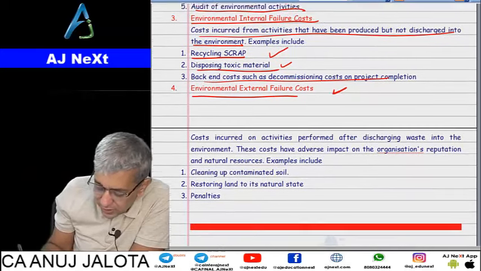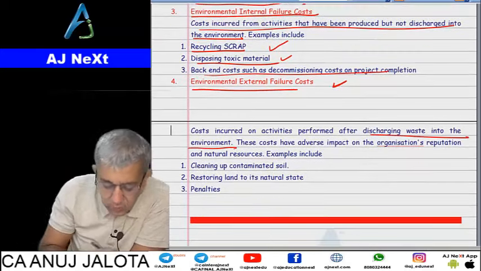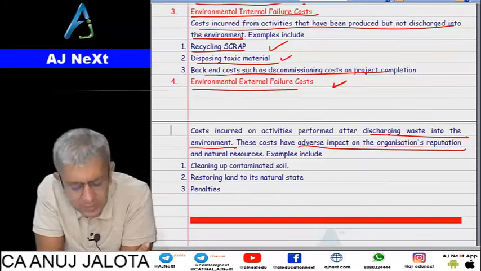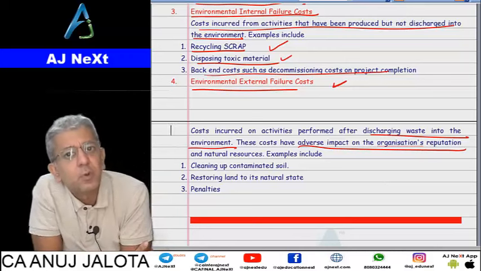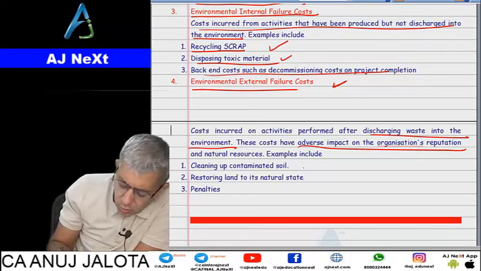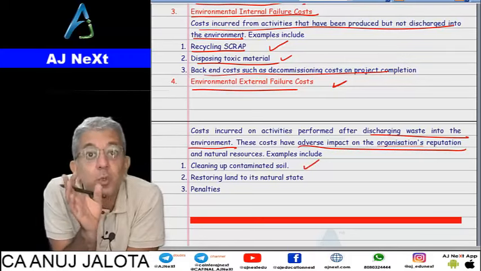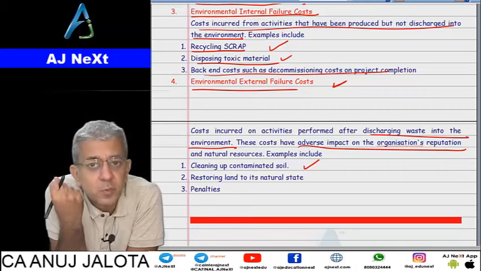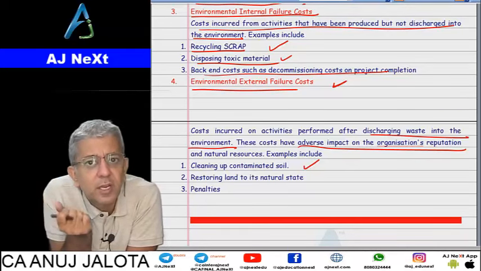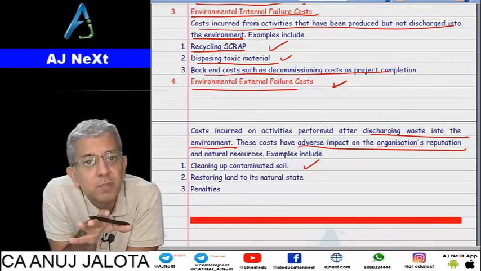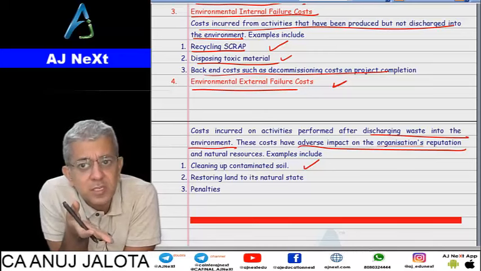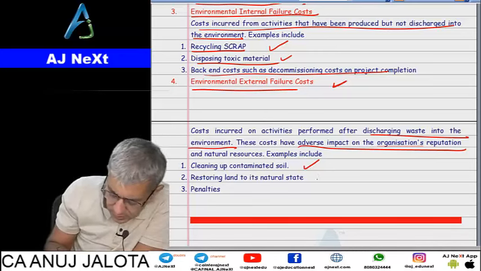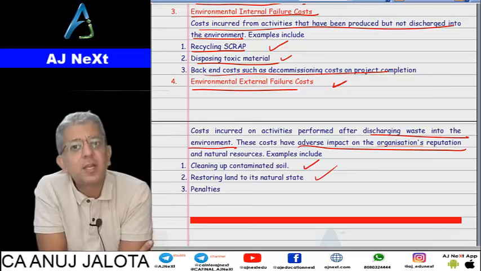Now, these costs are incurred after discharging the waste into the environment. These things will have an adverse impact on the organization's reputation and natural resources. So, cleaning up the contaminated soil: you did something, due to that soil erosion happened, or the soil got spoiled, then you try to clean it up. You should not have done this in the first place, but this cost is incurred once the waste goes into the environment. Same way, restoring the land to its natural state.